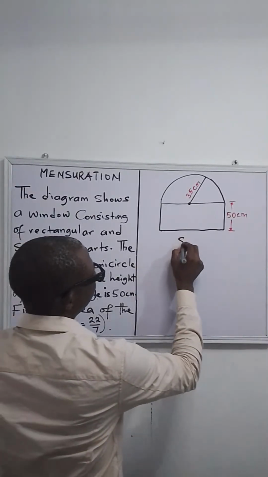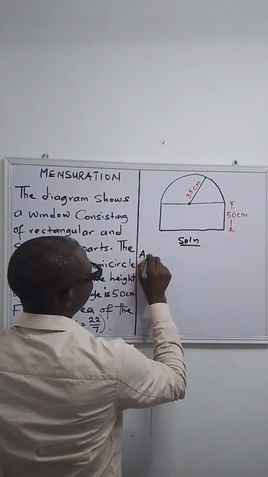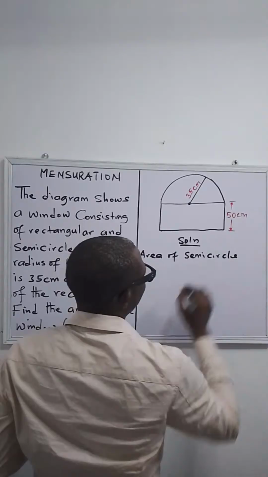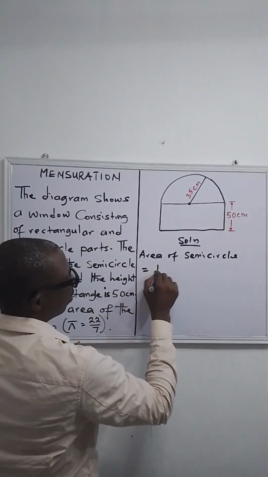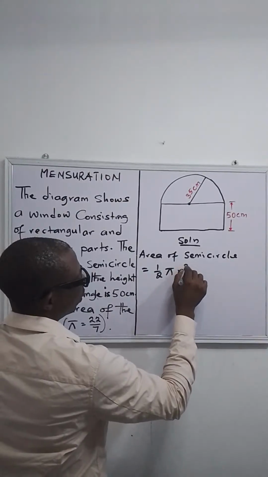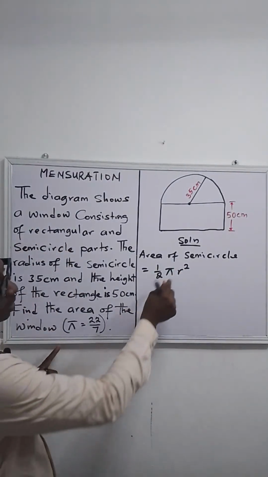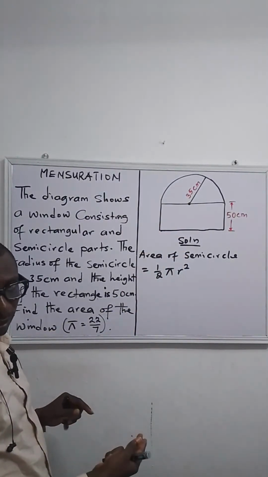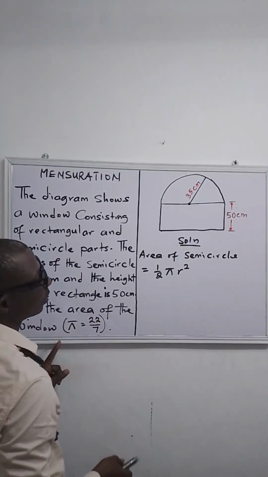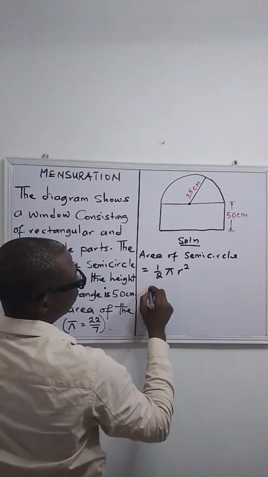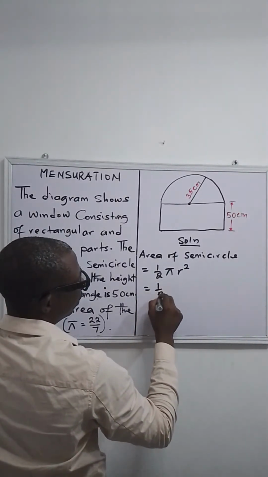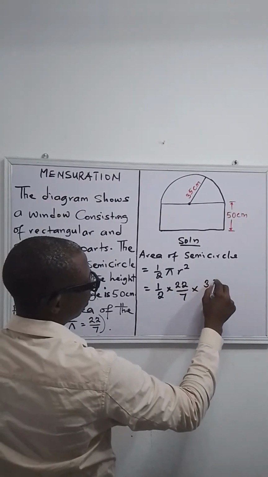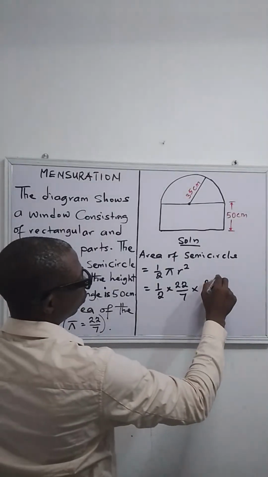Now we have area of semicircle is equals to half of pi r square. You know, area of a circle is pi r square, so semicircle is half of a circle. So now we have the radius. So we have this to be 1 over 2 times 22 over 7 times r, that is 35, raised to the power of 2.